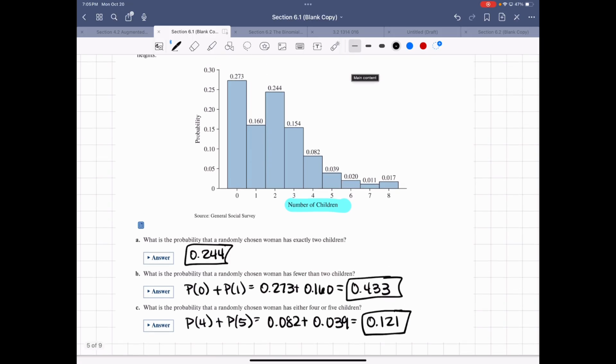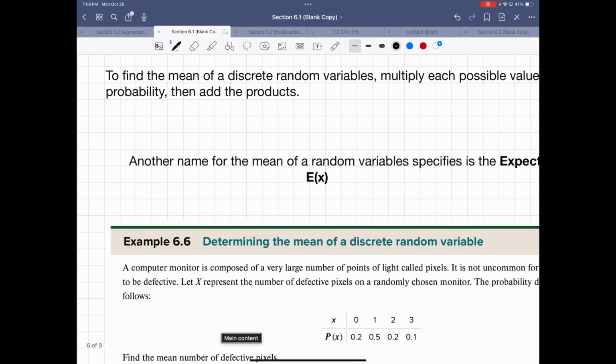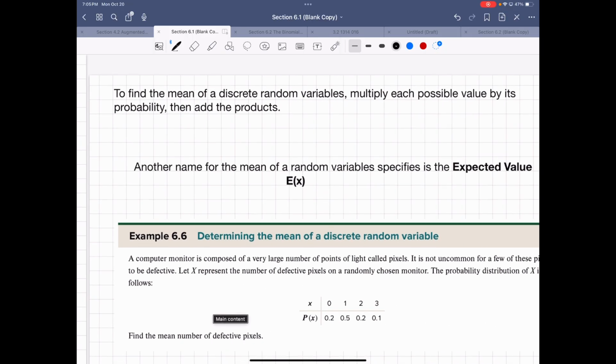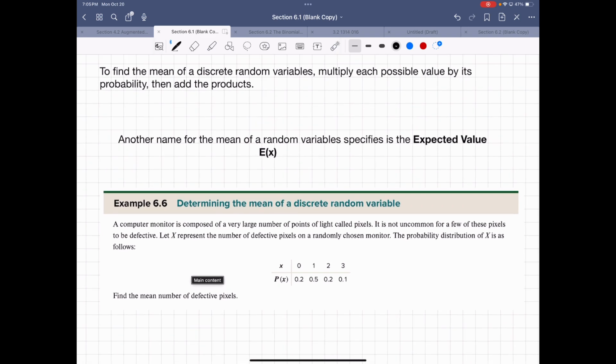All right, we need to talk about how to find the mean of a discrete random variable. Multiply each possible value by its probability, then add the products. Okay, so that's a little different than what we've done when we found the mean. Usually to find the mean, we add up all the values, divide by the total, and we're good to go, right? Because you're finding the average. This one's a little different, okay?